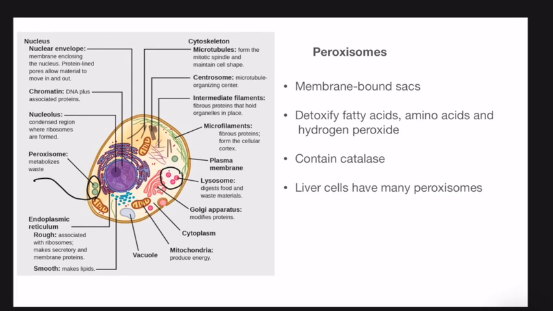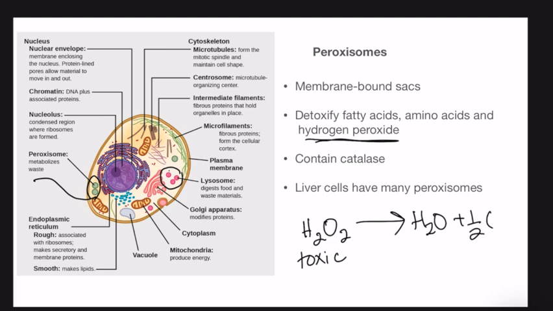Peroxisomes are membrane bound sacs, which means that they are also surrounded by a membrane. They detoxify fatty acids, amino acids, and hydrogen peroxide. So hydrogen peroxide is the main thing that they will detoxify. And when I say detoxify, I mean they break it up. Hydrogen peroxide is H2O2, and it is something that is toxic to cells. It is released when the cell is carrying out its different activities. However, having it inside the cell is toxic. So peroxisomes will break hydrogen peroxide into water and oxygen. Now both water and oxygen are harmless to the cell.